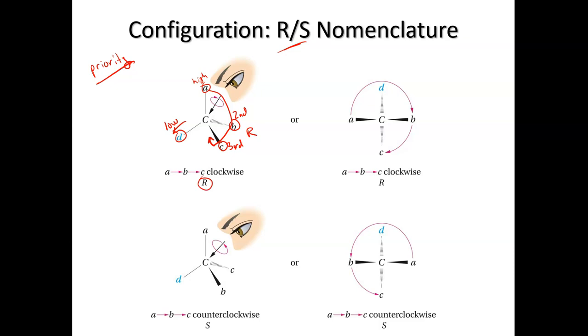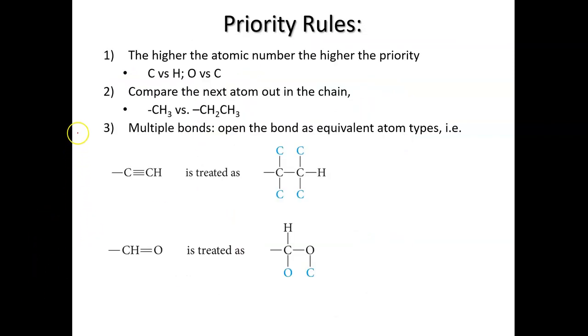We're going to show you how we can do this and how we can translate this into other ways of looking at it. But the first step to be able to do any of this is to identify the priority. How do we name the first, second, third, and fourth place priorities here? Priority rule number one: the higher the atomic number, the higher the priority. So carbon has a higher atomic number than hydrogen, so it has higher priority.